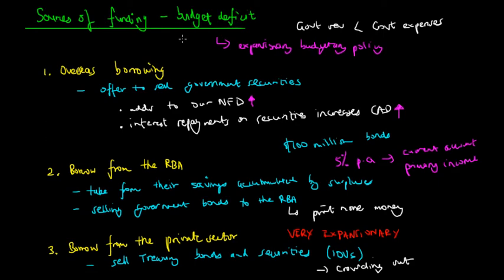So there are three types of funding the government can use to fund a budget deficit. 1, overseas borrowing. 2, borrow from the RBA. Or 3, borrow from the private and financial sectors.